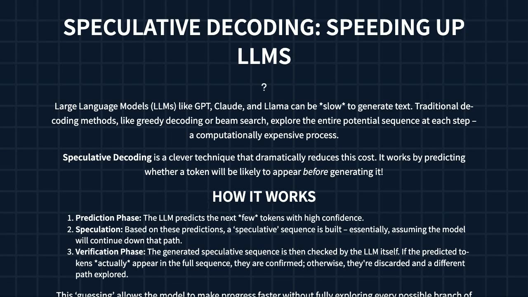Okay, let's talk about how we can make LLMs generate text much faster. You know, they can sometimes take a while. It's like they're overthinking everything. Speculative decoding is a really cool technique that helps with this. Basically, instead of having the model carefully consider every single possible word to come next, it makes educated guesses about what might be coming up. It's like saying, I think this will probably lead to something good, and then checking if its hunch was correct before committing fully. This clever trick allows LLMs to move forward with much greater speed without sacrificing quality.